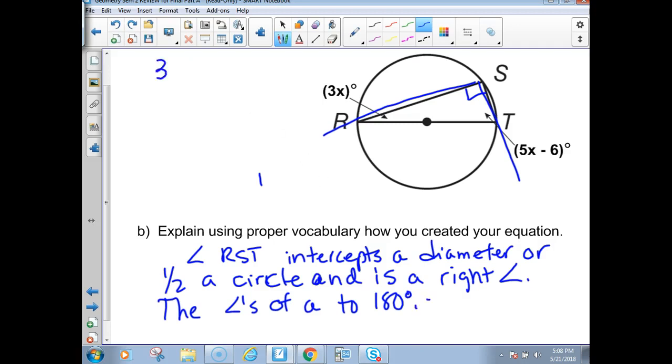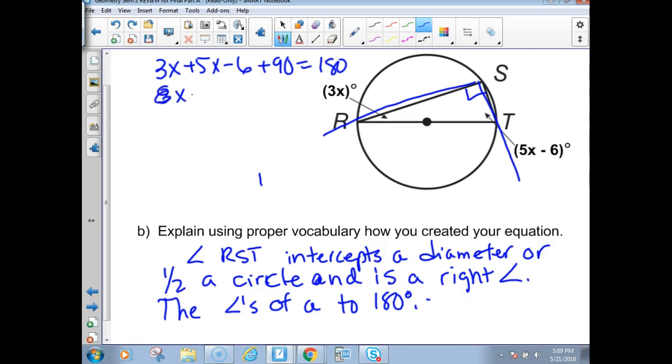So let's just do an equation. 3x plus 5x minus 6 plus 90 equals 180. Now, if you said something instead like angle RST is a right angle because it intercepts the semicircle, that would be fine. And then you would need to say, though, that it's a right angle. You could also explain that the two acute angles of a right triangle are complementary and that these angles add up to 90. Regardless, you're going to get the same answer.